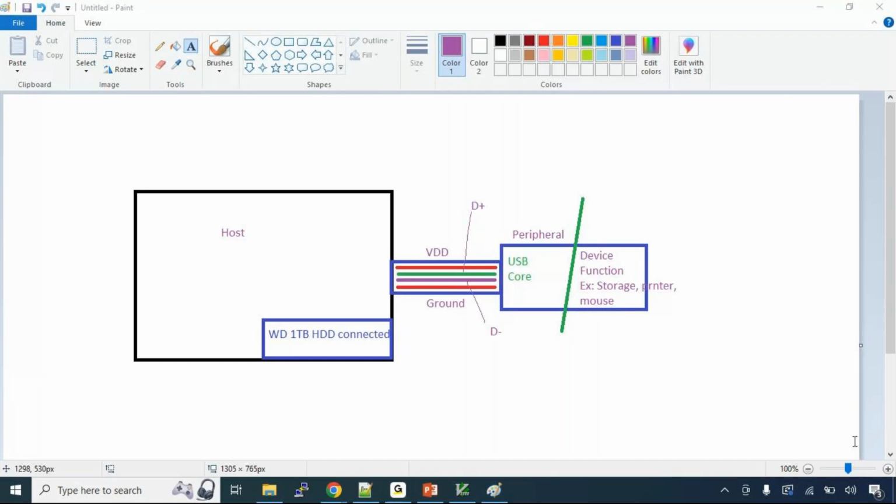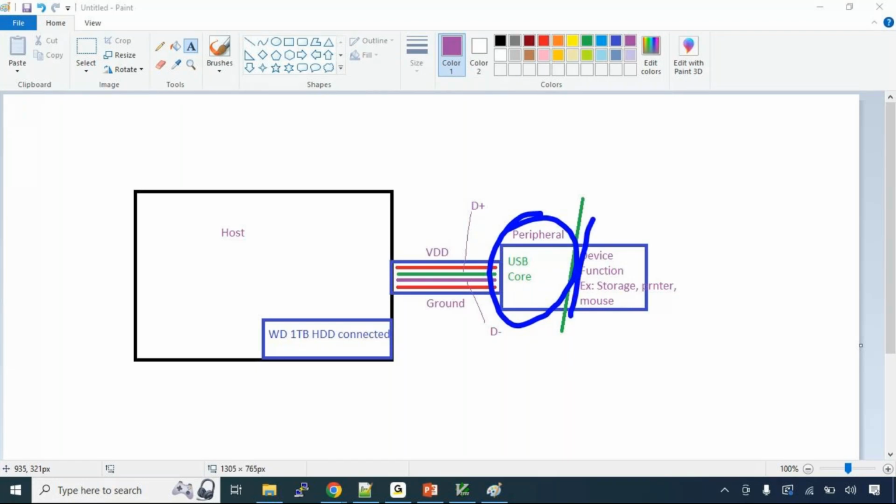Okay. I hope you understood. Even when you take your pen drive, it can be split into two parts. The initial part of the pen drive will be the USB core. The second part will be the device function. It can be storage, it can be printer, it can be music player, it can be a mouse, anything. The USB core is what is common in all USB devices.